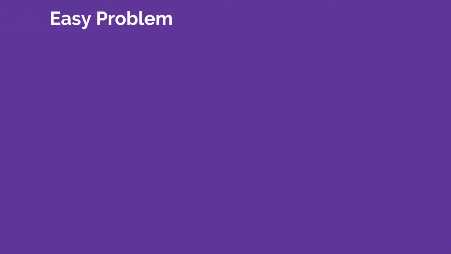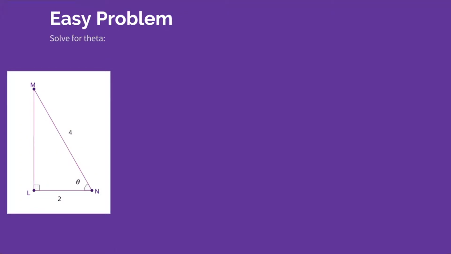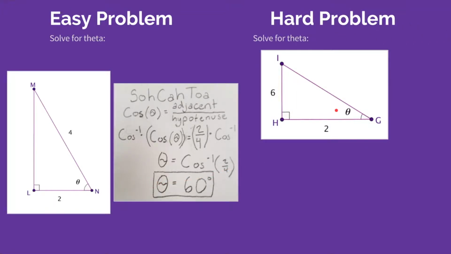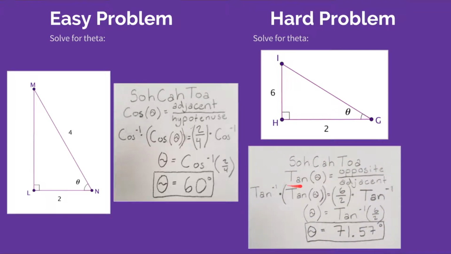Let's do a couple of problems. First, solve for theta. Using SOHCAHTOA, we can see we need to use cosine, so our equation looks like cosine of theta equals 2 over 4. Now, in order to get theta alone, we need to take the arccosine of each side, which will get us 60 degrees. Pretty easy. The next problem also asks us to find theta. Using SOHCAHTOA, we use the function tangent, and our equation should look like tangent of theta equals 6 over 2. Take the arctangent of both sides to get theta alone, and your final answer should be 71.57 degrees.